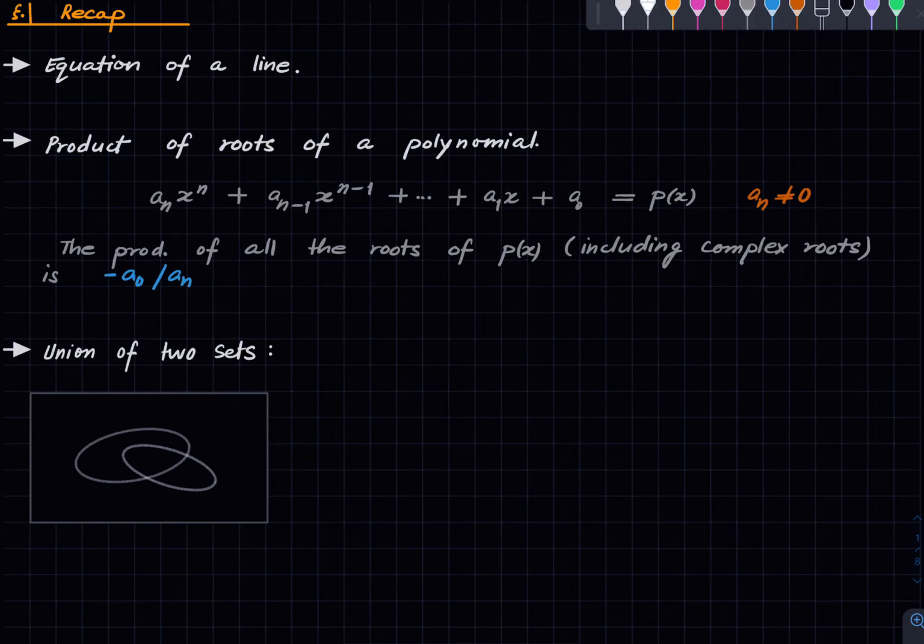Okay, we will need the notion of the union of two sets. So suppose A and B are two sets, and if we are talking in terms of Venn diagrams, then let's say A and B are these two sets, then the union of A and B is all the points that have been shaded. Formally, the union of two sets A and B is the collection of all the points which are either in A or in B or in both. So that's the notion of union of two sets. We will use it.